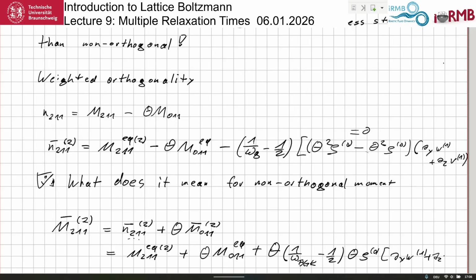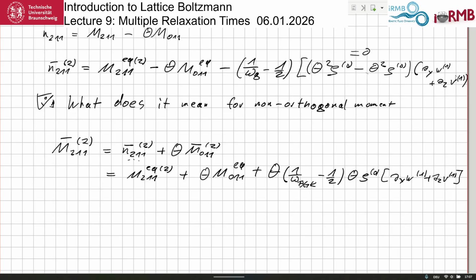So we get something that's proportional that now behaves as it would also behave in BGK. So this other moment does not go to 0, but it is as small as it would be in BGK. And this now is our small ghost.